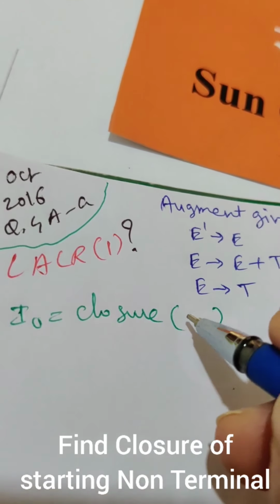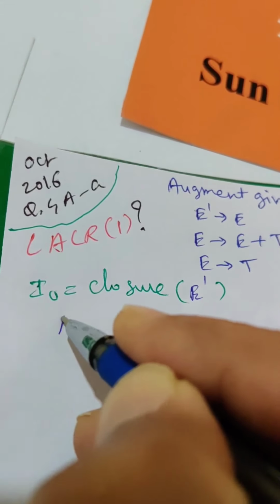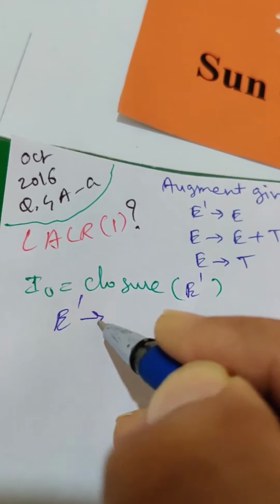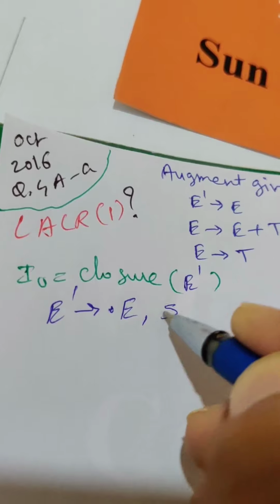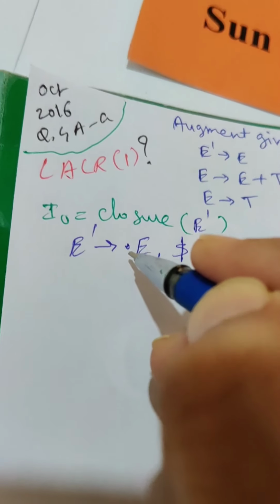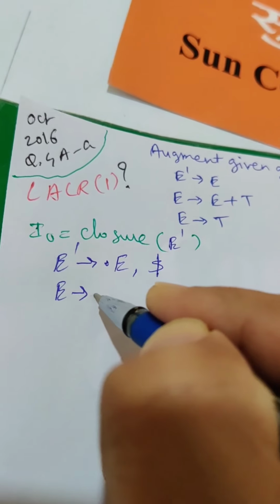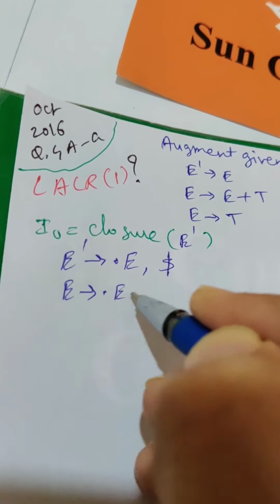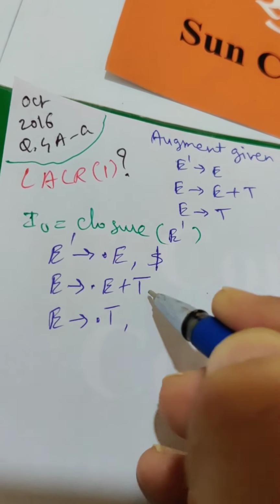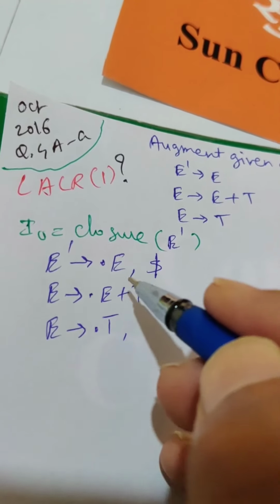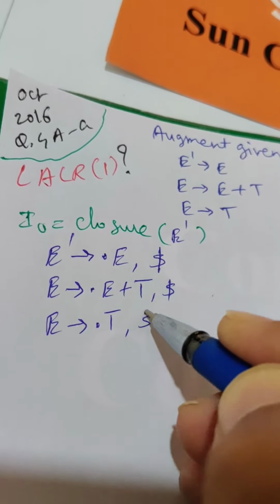So closure of the starting non-terminal, that is E'. Now we write the E' rule, the starting non-terminal rule, in I0. In every rule we have to write a lookahead. So it's E' goes to dot E. For the first rule, the lookahead is fixed, that is dollar. Now after the dot we got the non-terminal E, so we have to write the rules of that non-terminal. So it's E goes to dot E plus T and E goes to dot T. These two rules are because of this E, and the lookahead of this E is dollar, so we get dollar and dollar.